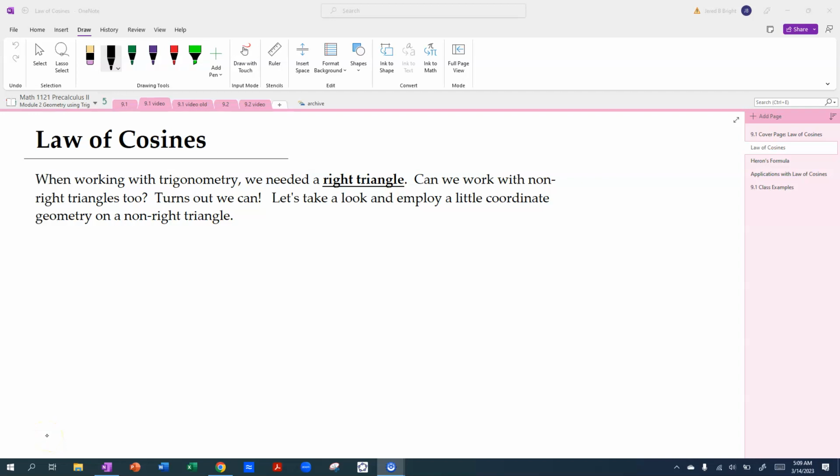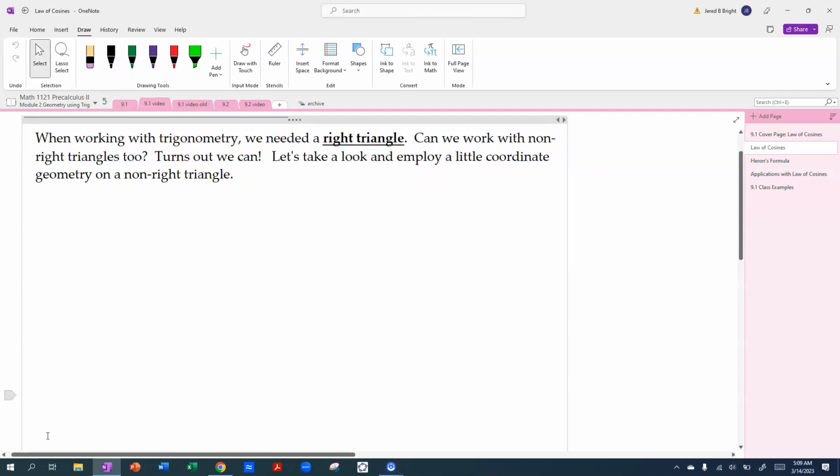In our study of trigonometry, the trig functions, sine, cosine, tangent, and their reciprocal functions all required us to be in the context of a right triangle, or at least we could have created a right triangle and then used the trigonometric functions, right? Can we use the trig functions in a non-right triangle? And actually, it turns out we can.